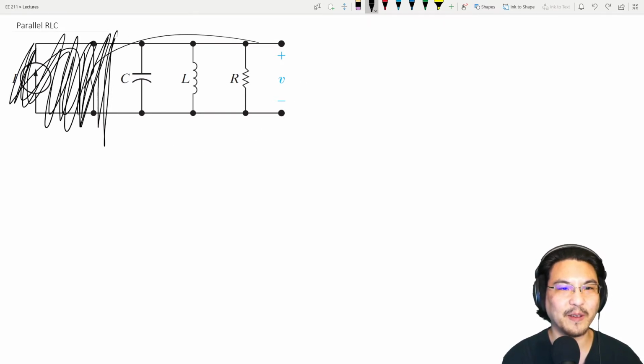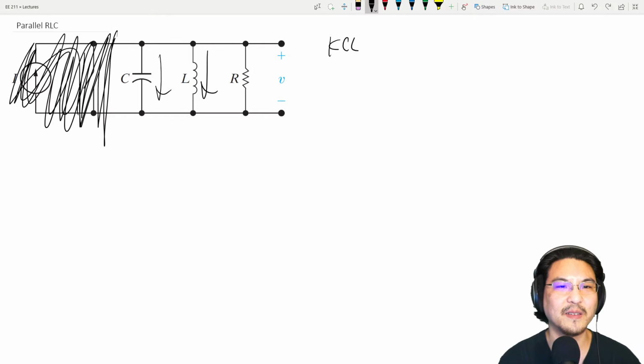What happens to these three? Okay, so they definitely all have the same voltage because they're in parallel. But then let's use KCL to figure out the current. KCL. So there's current here and here and here. So the current through the capacitor is C dV/dt. The current through the inductor, I'm not sure.